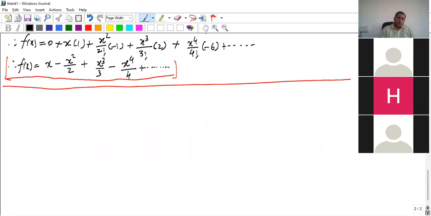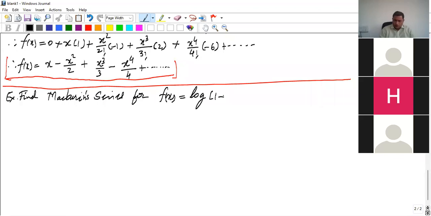Okay, so let's go with the example. Maclaurin series for f of x is equal to 1/(1 minus x).